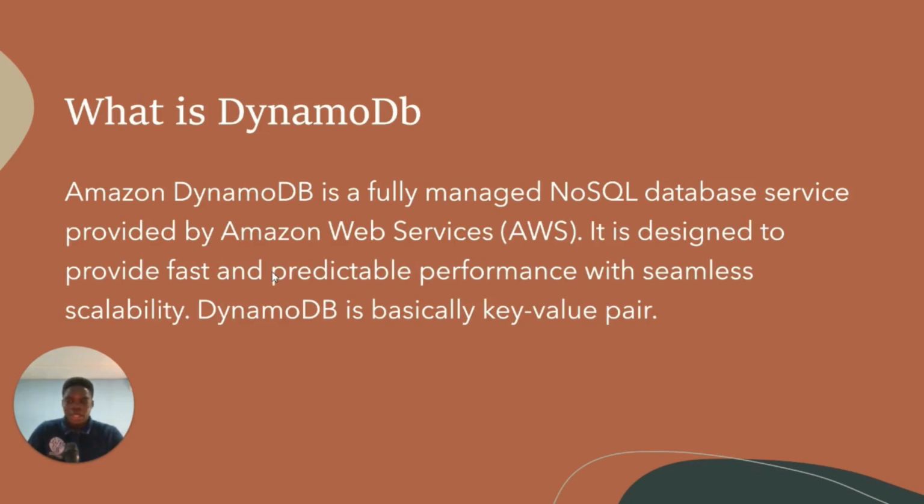So what is DynamoDB? Amazon DynamoDB is a fully managed NoSQL database provided by Amazon Web Services. It is designed to provide fast and predictable performance with seamless scalability. DynamoDB is a key-value pair form of database. If you've worked with dictionaries in Python, whereby you have name, probably Pelumi, age, let's say 30, food, probably spaghetti, then Amazon DynamoDB should be very familiar to you, or it should be a breeze when you get into it.